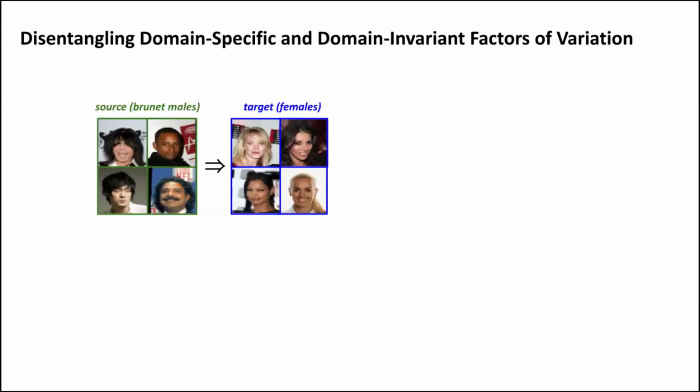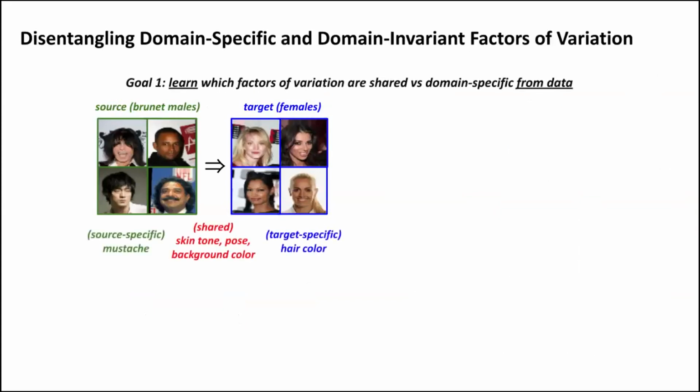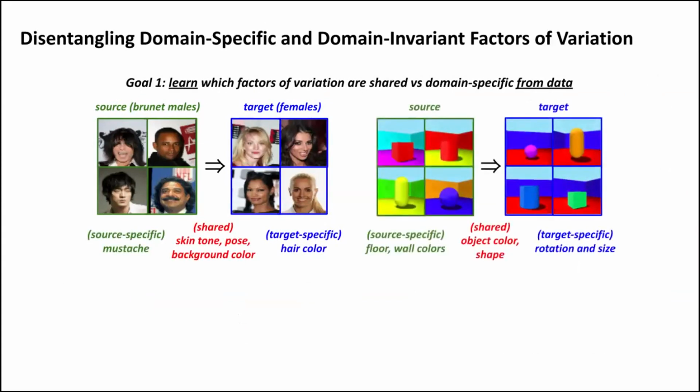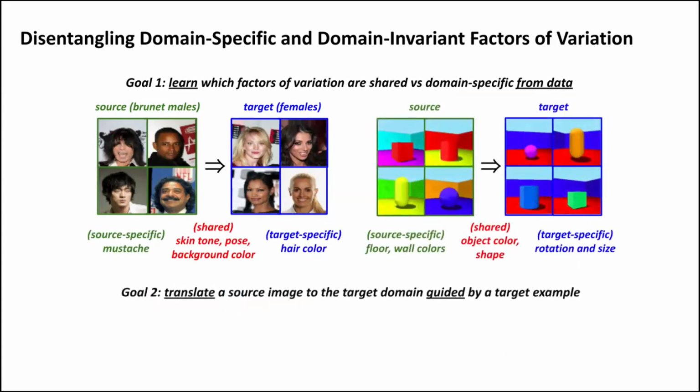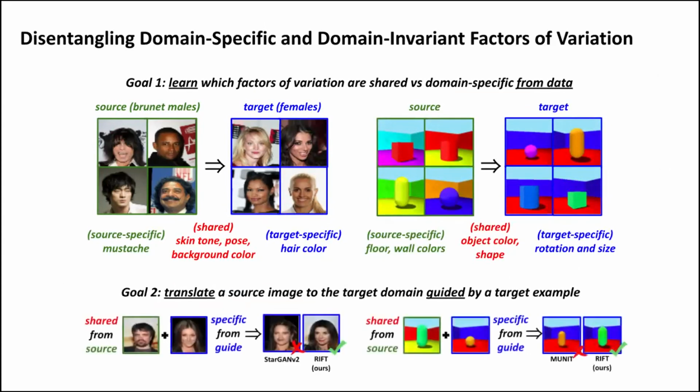To solve this problem efficiently, a model needs to first learn which factors are shared and which are domain-specific from data, because this split can vary from one dataset pair to another, and then learn how to combine shared factors of source images with target-specific factors of guide images. In this work, we present RIFT, the first method to actually infer which factors are domain-specific from data.